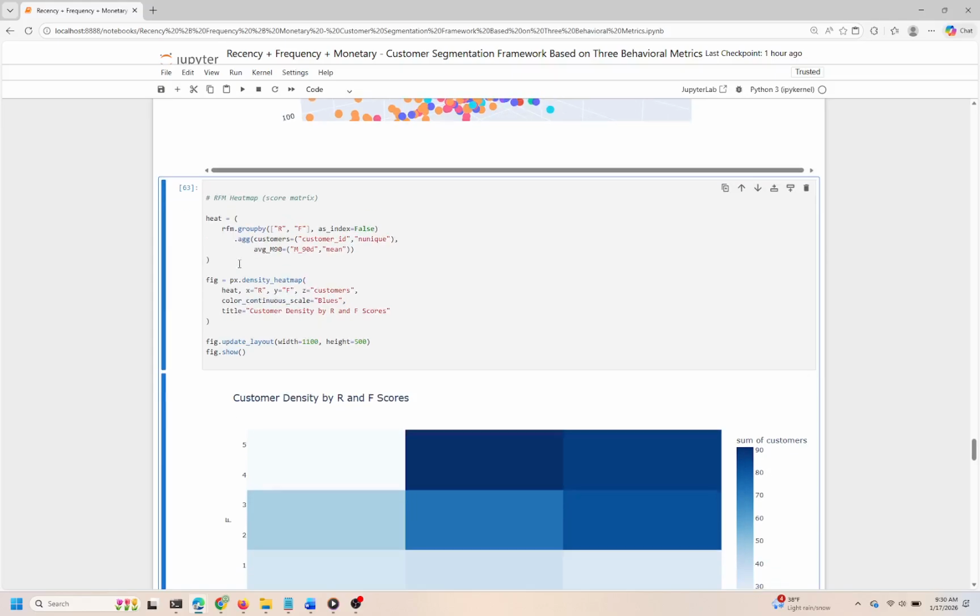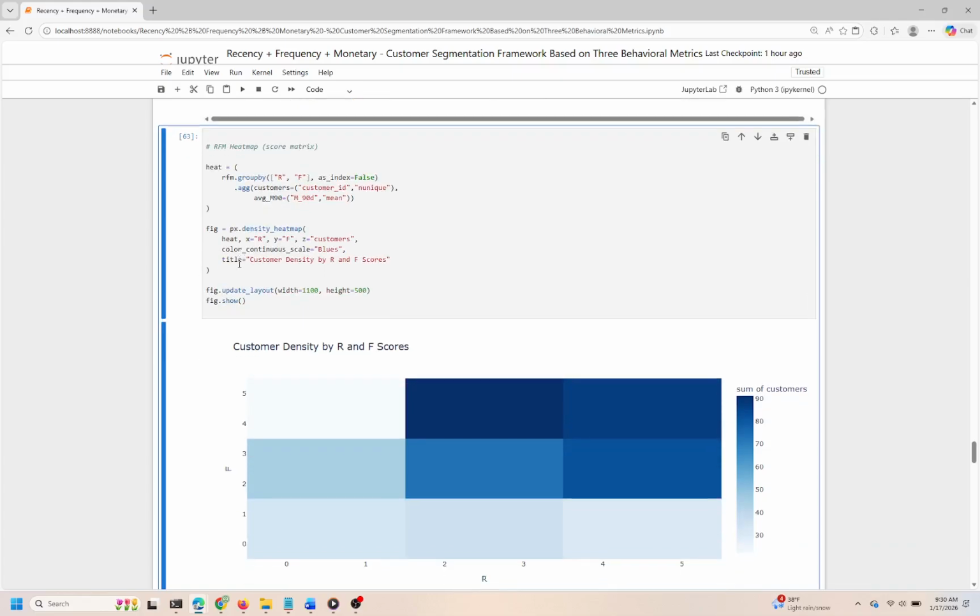Cell 23. In this cell, we're creating a heat map to visualize customer density based on their recency and frequency scores. This is an essential step in understanding customer behavior, as it allows us to see how many unique customers fall into various segments defined by these scores.